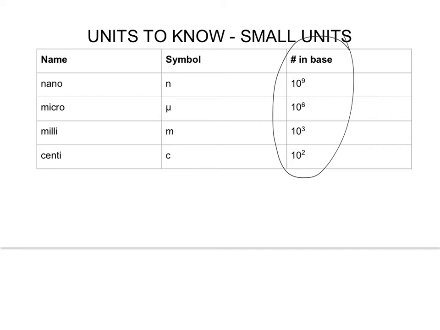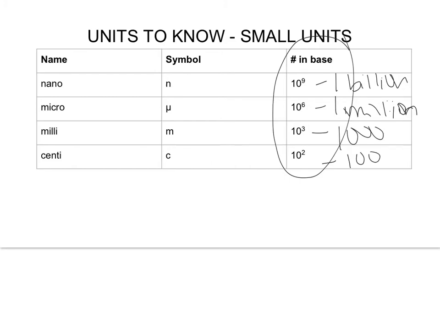So if you have a nanoliter, which is a ridiculously small amount, then you have 10 to the 9th, which is the same thing as 1 billion nanoliters in a liter. Okay, you have 1 million microliters. Sorry, my pen doesn't work very well. 1 million microliters in a liter. 1,000 milliliters in a liter, or 100 centiliters in a liter. So the smaller they are, you're trying to talk about the number in the base. And that base would be liters or grams or meters.